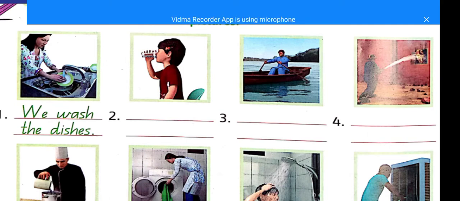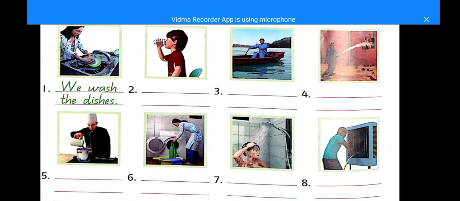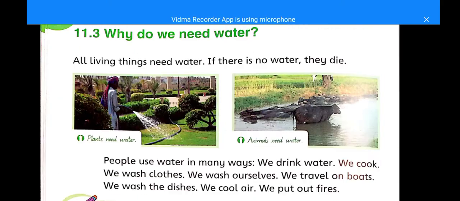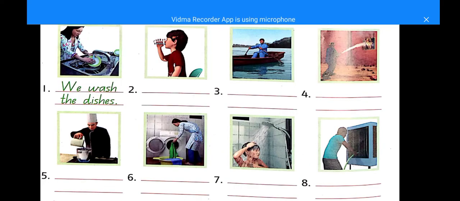So now let's start our written task. Here you can see these are the points of the exercise on page number 68. You can take help for the spellings while you are doing the written work. So now let's start it.